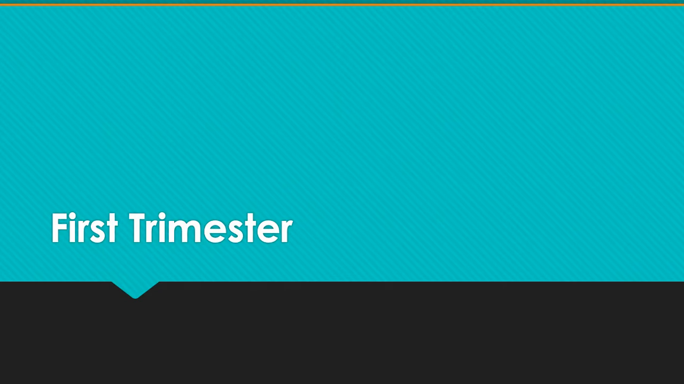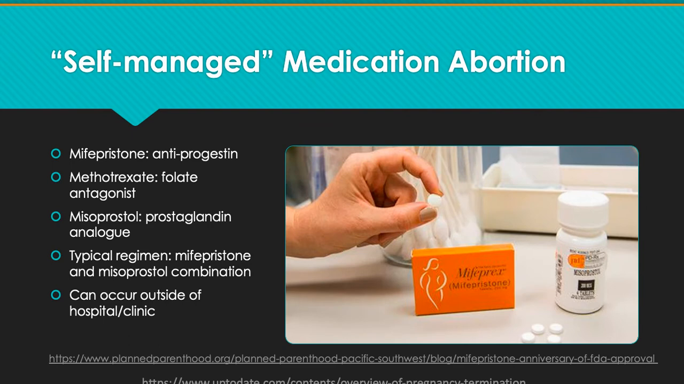So as stated, the two types of abortions are medical and surgical. We'll start by talking about both options in the first trimester. Let's start with the medical option. With this method, patients take a drug or a combination of drugs to induce abortion. The three primary medications that have been researched and widely used are mifepristone, methotrexate, and misoprostol.